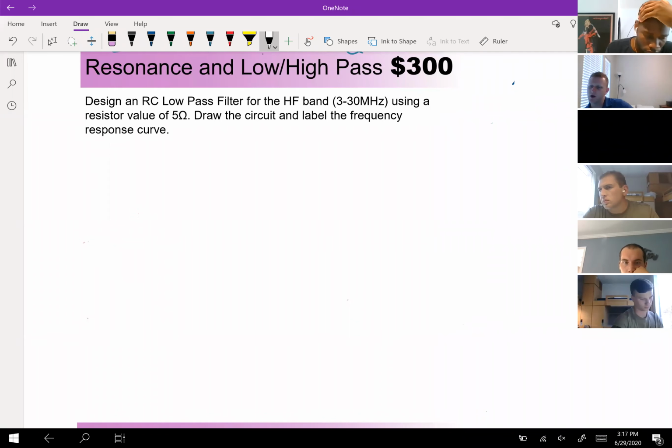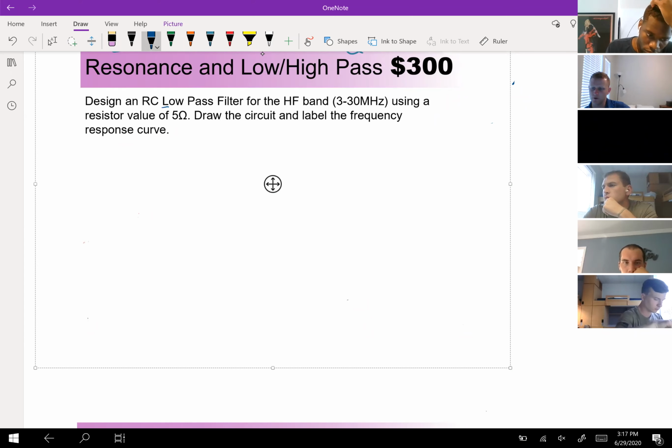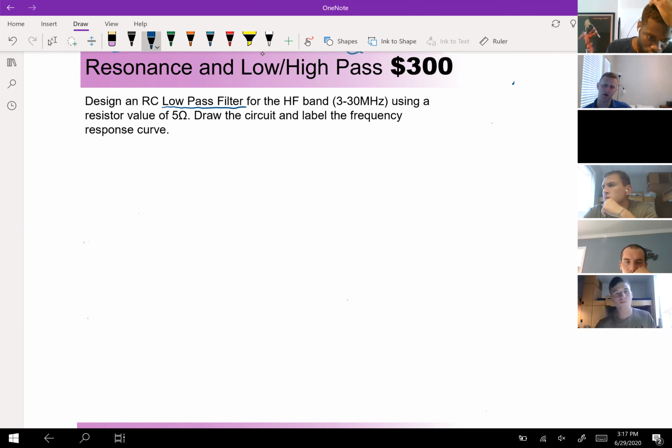All right, so high and low pass for 300. It's not resonance, it's a low pass filter. Sometimes that may not be stated. It may just say something like, if it uses the word cutoff frequency, then that would tell us that we are looking for a filter of either high or low pass, and it's up to you to determine it.